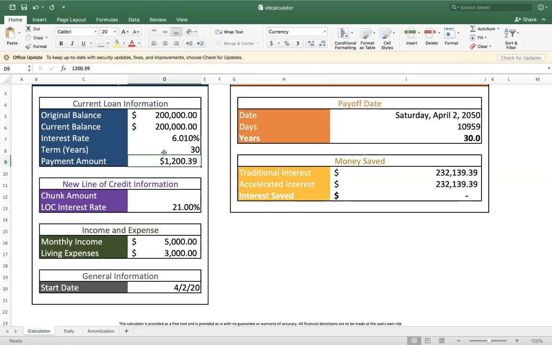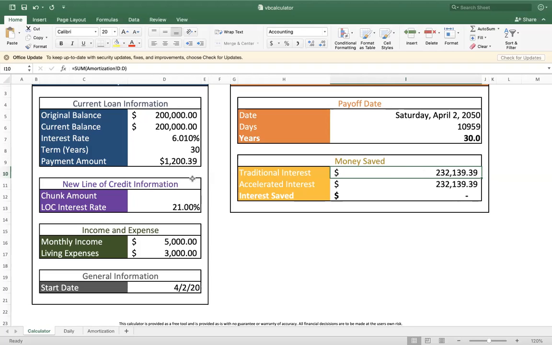If you go over here to the right, the payoff date is scheduled for April the 2nd, 2050, and it would take 30 years to pay that off. Okay, so you're following me. And if you look at money saved, this traditional route wouldn't save you any money, because you're paying principal and interest. You're going to pay the loan balance of $200,000 plus the traditional interest of $232,000. So you're paying double for this house. That's kind of how mortgages work. What we're trying to do is flip that on its head and teach people how to reduce this number by hundreds of thousands of dollars.